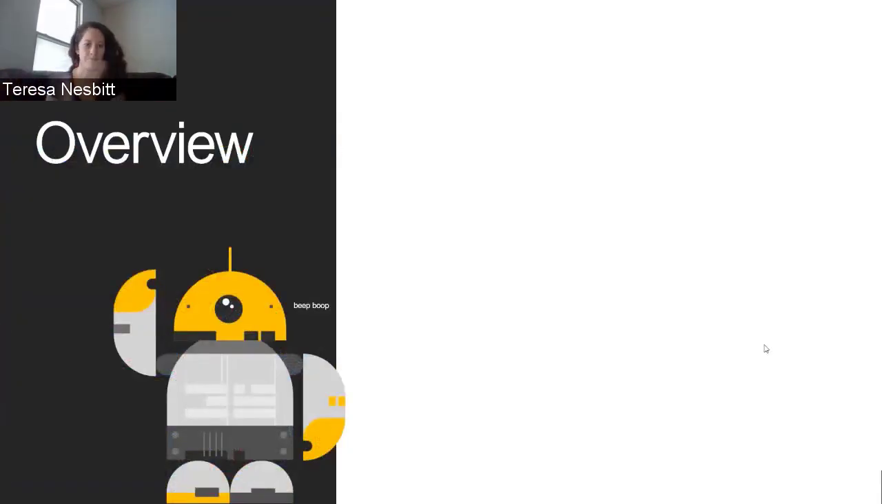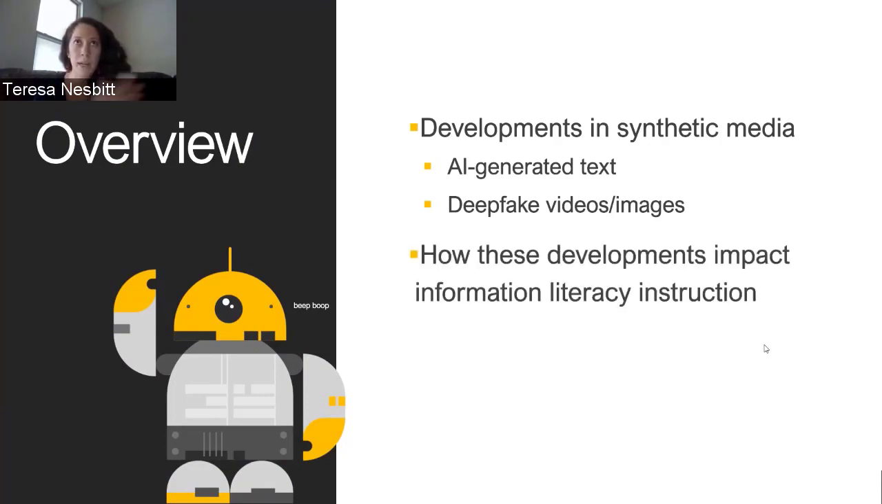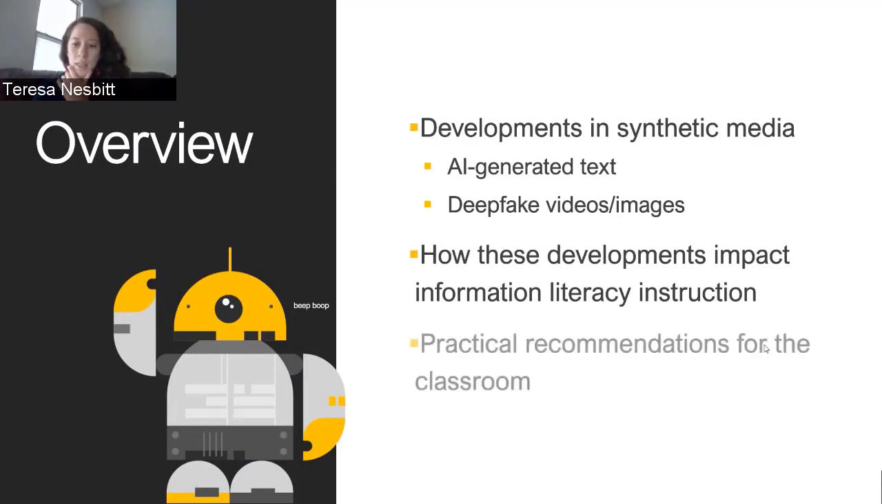Now that we've got those out of the way, let's talk about how we are going to spend our next 60-odd minutes together. First, I want to specify what I'm talking about when I'm discussing AI. We're looking at a very narrow subset called synthetic media, and I'll define what that means in a little bit, but just to give you an idea, we're talking about AI-generated text and also deepfake videos and images. Next, we're going to talk a little bit about how these forces are starting to change our information landscape. And then lastly, we are going to discuss some practical recommendations for the classroom.